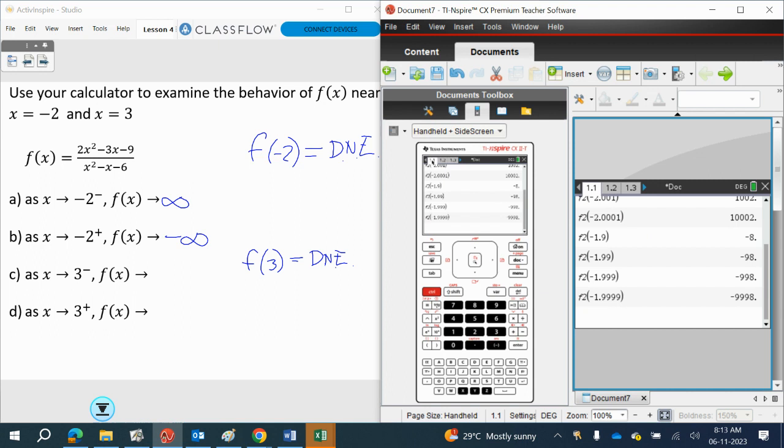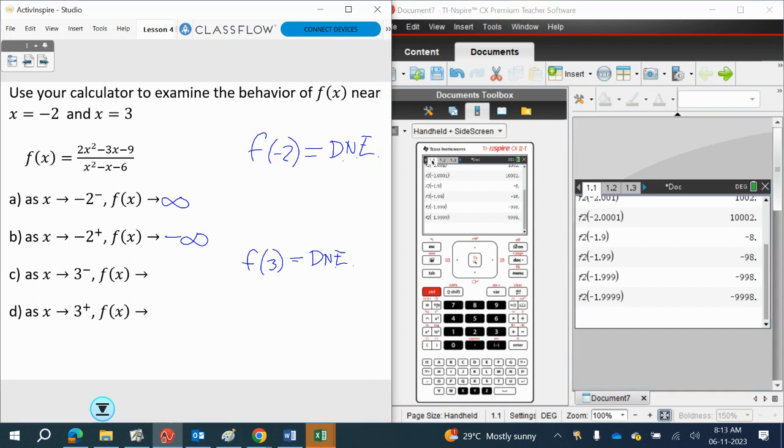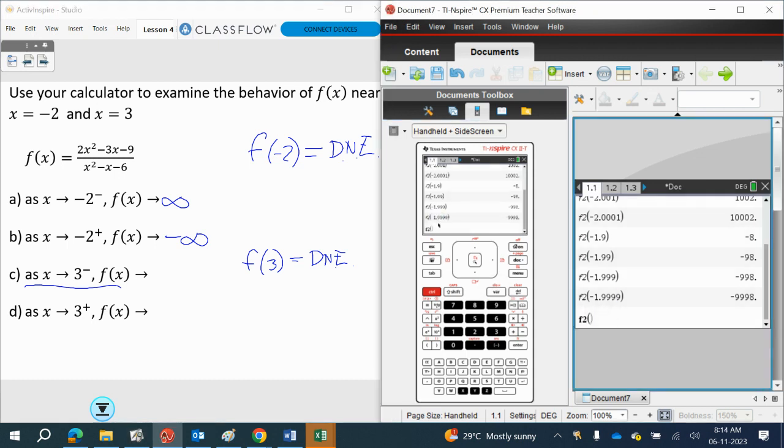So what does this say? What does statement C say? As x approaches 3 from the left-hand side. Perfect. As x approaches 3 from the left-hand side. So we'll do that. We'll approach 3 from the left-hand side. So what will be a good value approaching 3 from the left-hand side? 2.9. 2.9.